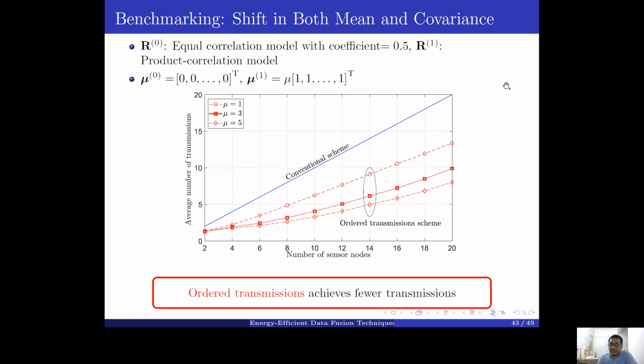Thus, even when the hypotheses have different mean vectors and covariance matrices, the order transmission scheme achieves significantly fewer transmissions compared to the conventional scheme.